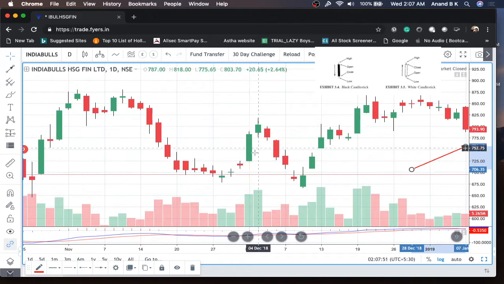So from a basic candlestick perspective, what one needs to understand is this is a day where the market opened, or the stock started trading at 725 and it started moving up. So on this day the price moved from a value of X, which is 725, to a value of Y, which is 788. So there is a significant amount of movement which has happened.